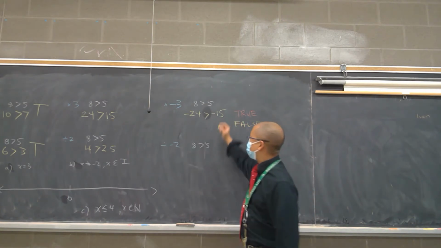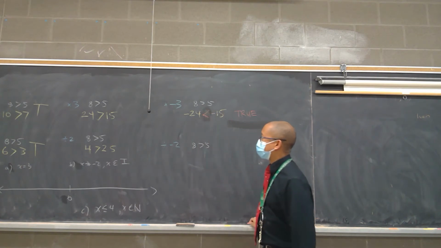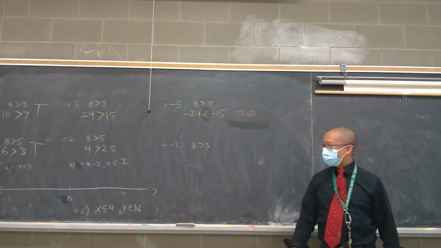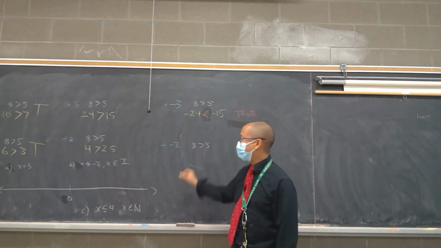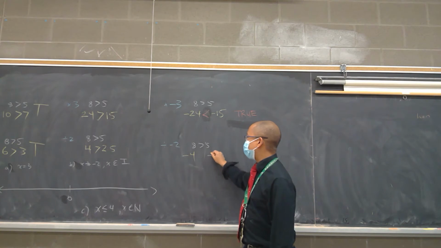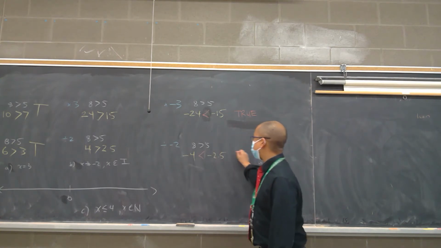Right? One more time, in order to make it true, it has to be that. Maybe it happens with division. Let's try that with division. Notice what we got? 8 divided by -2. We get -4 and -2.5. And I think again, a lot of you realize this is now true.